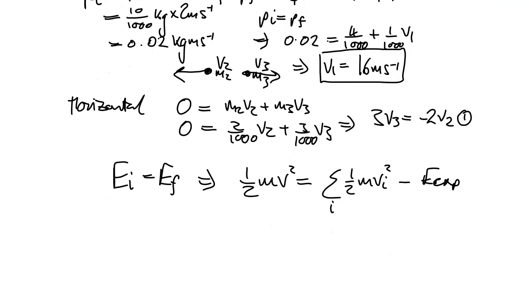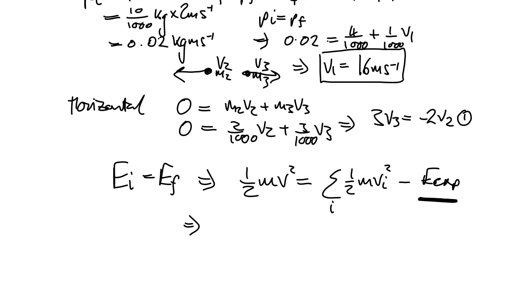Just to reiterate, initially we have the object just moving upwards, and the only energy we need to consider will be the kinetic energy of this object moving upwards. Then we have an explosion, which releases a bit of energy, and then we have 4 masses going in various directions. So we need to sum up the kinetic energy of each of these masses. Hopefully that energy equation makes sense.